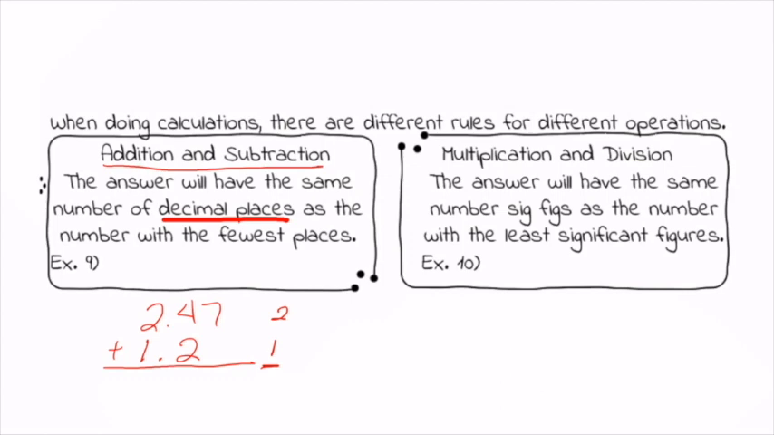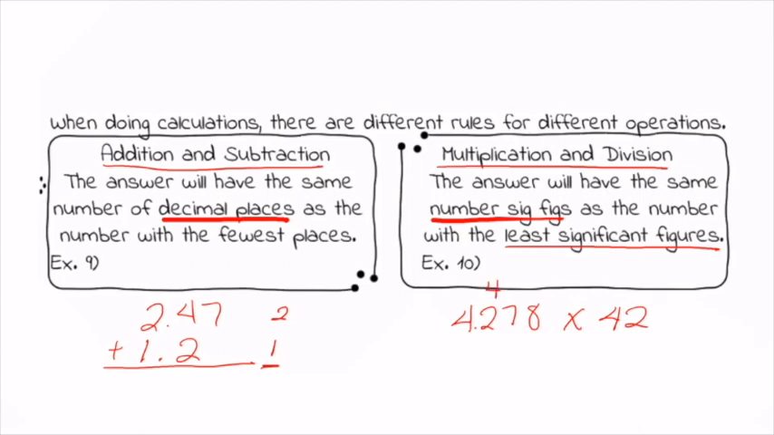In multiplication and division, the answer has the same number of significant figures as the number with the least. So if we had this example, we would look at the total number of significant figures. There's 4 in the first number and 2 in the second number. So our answer needs to have 2 significant figures.